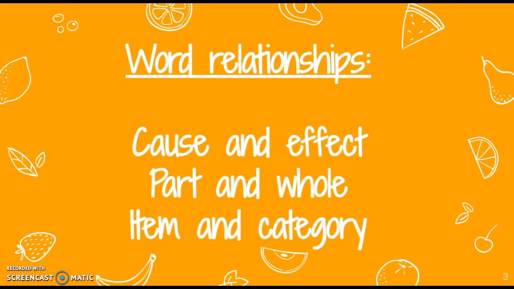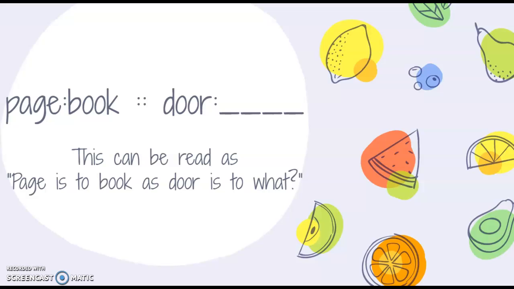So the word relationships that we are going to use today are cause and effect, part and whole, item and category, where the first word in our analogy is the cause and the second one is the effect, or the first one is the part and the second one is the whole, or the first one is the item and the second one is the more general category.